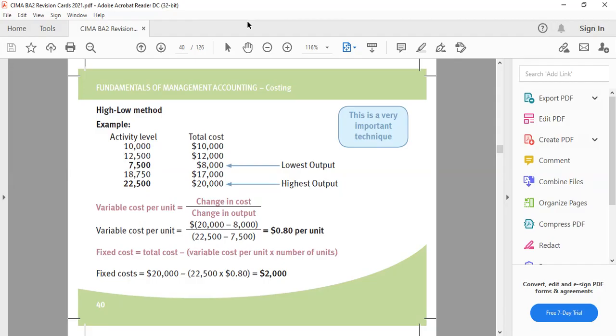But in case of semi-variable cost, it is not that simple because it's partly fixed and partly variable. So when it is partly fixed and partly variable, we need to separate the variable component and the fixed component and use it for estimating the cost for the future. So that's the important thing. We have to estimate that for the future period of time.